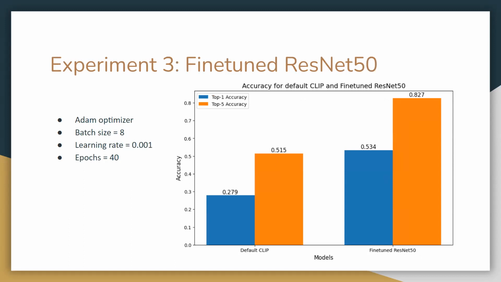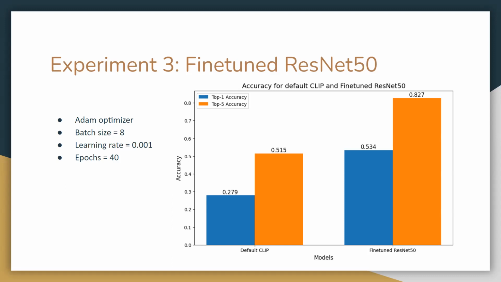The third experiment we ran was fine-tuning ResNet 50. We trained the modified version of ResNet with 50 layers on the training set, and we ran the model to predict categories for the validation set after training. We show the result of the experiment side by side with the default CLIP, as shown in this figure on the right. We used an Adam optimizer with default hyperparameters, a mini batch size of 8, and a learning rate of 0.001. We trained this model for 40 epochs using GPU provided by Google Colab.